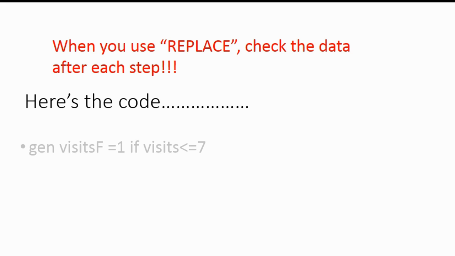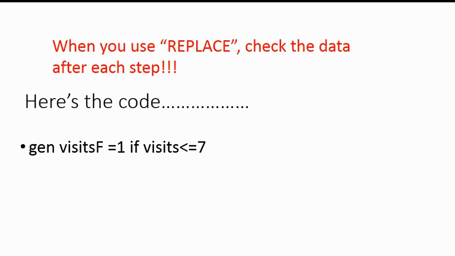So here's the code. First you generate a new variable called visits f, and whenever you generate a new variable, as we learned, you have to immediately assign it something. But in this case, you're using a logical test. You're saying, create this new variable and make it equal to number 1 if and only if this variable for the same respondent in the same row is less than or equal to 7. So let's just type that in now.